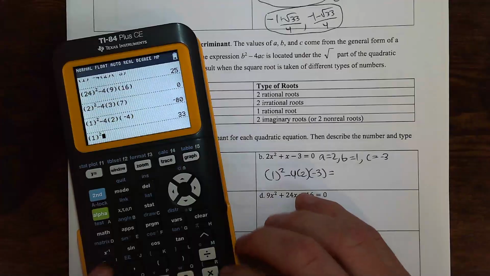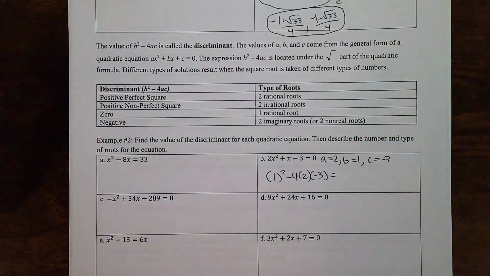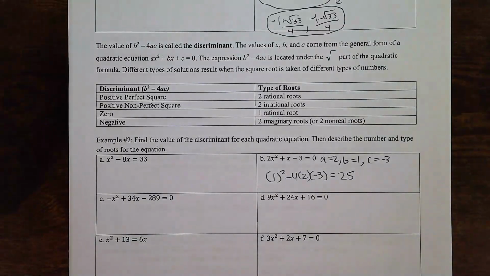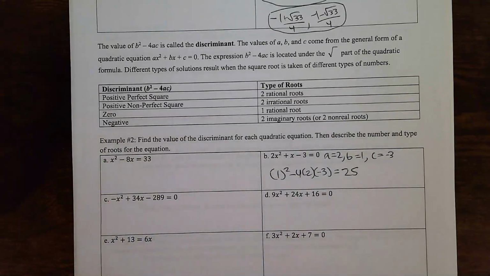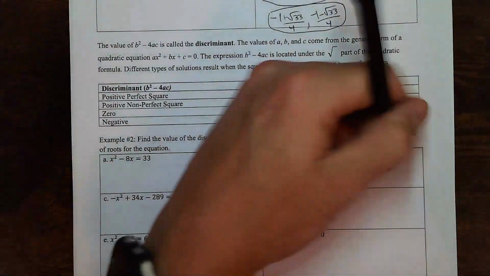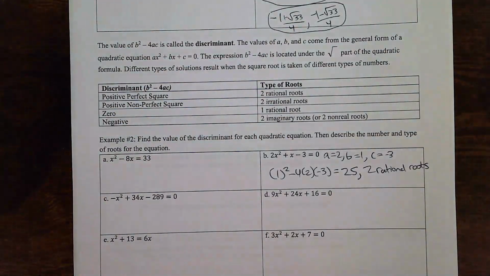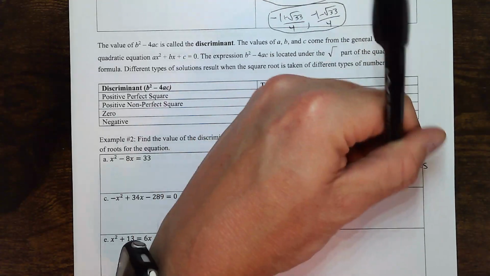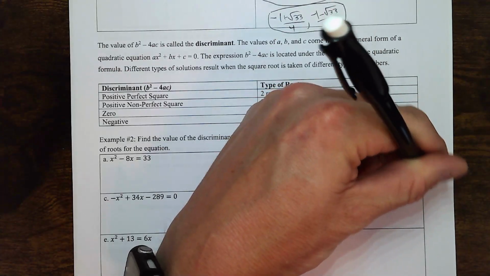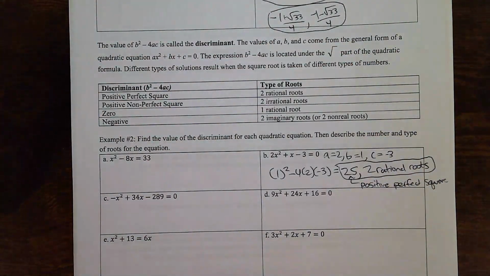So 1 squared, and we've already done this, by the way, minus 4 times 2 times -3 is 25. So I'm going to find which category 25 belongs in. Is it a positive perfect square? Meaning if I took the square root of it, would it be nice? Yes, it's a positive perfect square. So it's 25, so I'm going to have 2 rational roots because it's a positive perfect square. So 25 is the discriminant, and that tells me I'm going to have 2 rational roots.